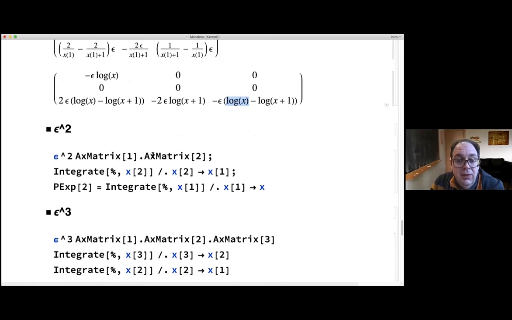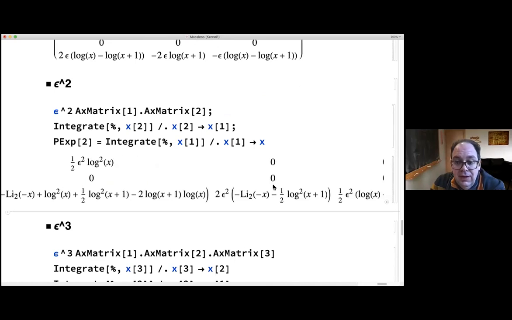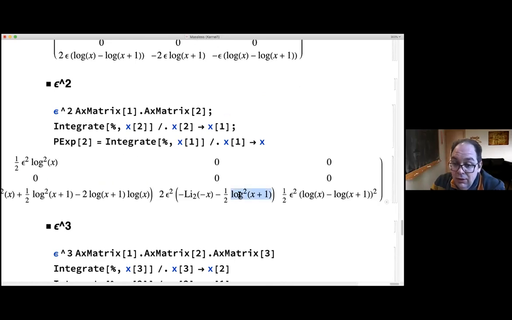At epsilon squared, now I have to multiply two of these matrices in a specific order because it's path ordered. So first matrix, then the second matrix. And then I have to integrate the rightmost matrix, which depends on x2, up to x1. And then I have to integrate the rest in x1 up to my final point x. And this is what you get. Now you also get things like logs, squares, but you also get dilogarithms and stuff like that.